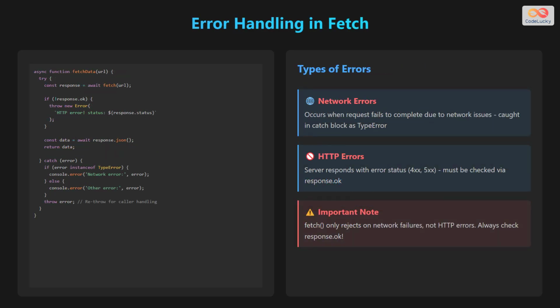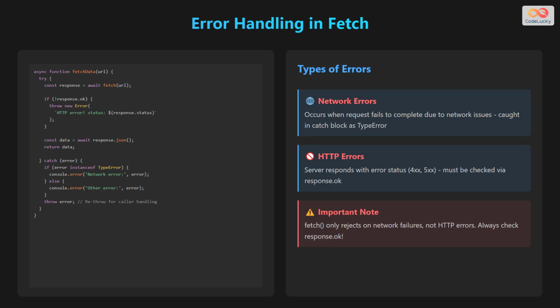Error handling is an important part of any fetch request. The fetch function only rejects on network failures, not hypertext transfer protocol errors. Therefore, you need to check the response.ok property to see if the response is successful, and then throw an error. Network errors occur when a request fails due to network issues. This is caught in the catch block as a TypeError. HTTP errors occur when the server responds with an error status such as 400 or 500. These must be checked via the response.ok property.